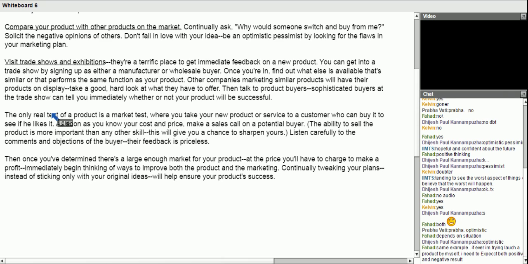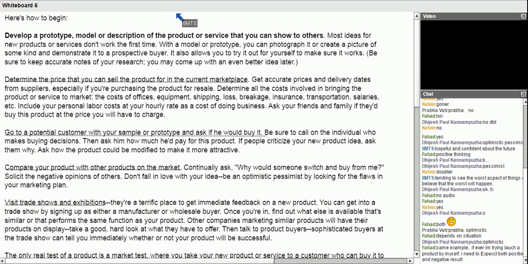Then once you determine that there is a large enough market for your product and the price you will have to charge to make a profit, immediately begin thinking of ways to improve both the product and the marketing. Continually tweaking your plans instead of sticking only with your original ideas will help ensure your product success. So this is how we will implement market testing. One very good example. Any doubts anyone has?